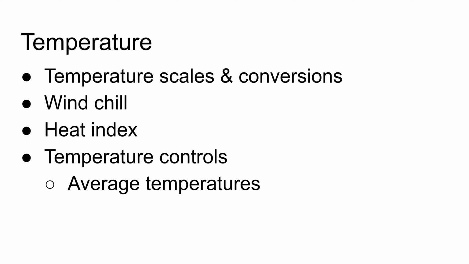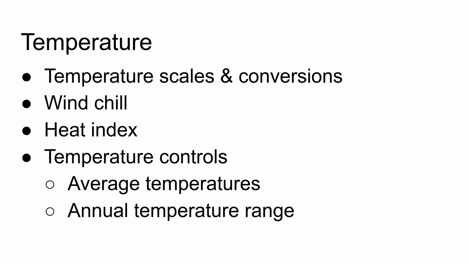Average temperatures: take all the months, add the temperatures together, divide by 12, that's your average temperature. Annual temperature range: you take the hottest temperature and subtract from it the coolest temperature to get the difference between the hottest and coldest temperatures.